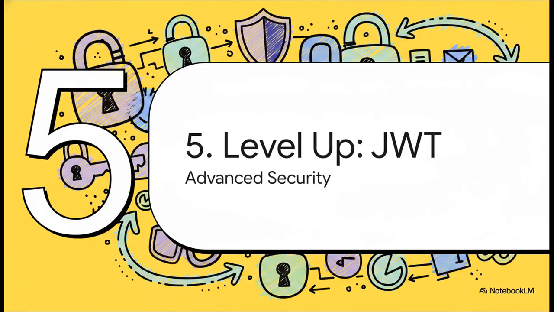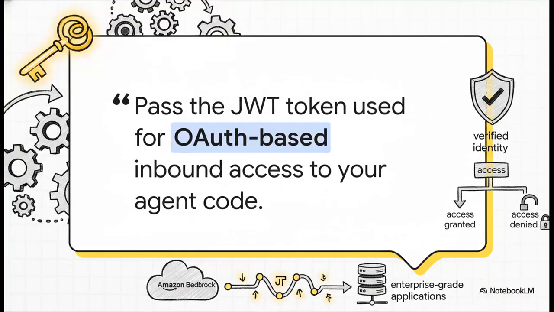Okay, so that's the core of it. But let's level up for a second and talk about a more advanced use case. What if you need to handle serious authentication, like with OAuth? Well, you can pass a JSON Web Token, a JWT, directly to your agent. A JWT is basically a secure digital passport for your user. And this is a huge deal for building enterprise-level apps because now your agent can make decisions based on a user's verified identity and their specific permissions.